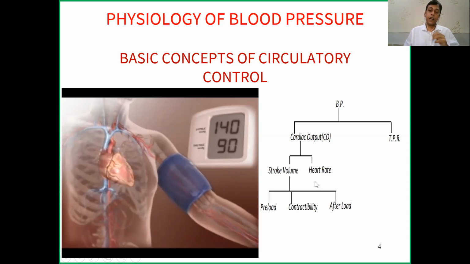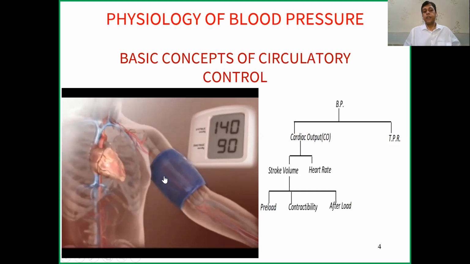Then again the heart rate. If heart rate is high, then the cardiac output will be high, then the blood pressure will be high. But in some cases, the heart rate is high but the blood pressure is low. Why? Because then again it depends on the filling time. So in detail we are going to discuss, if someone's heart rate is high but BP is low, then what are the factors which determine the blood pressure? We are going to discuss everything in detail in this course.